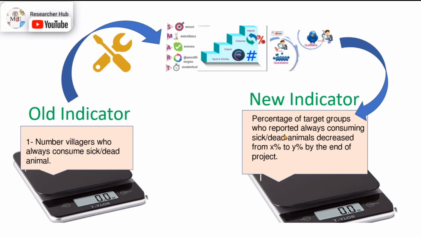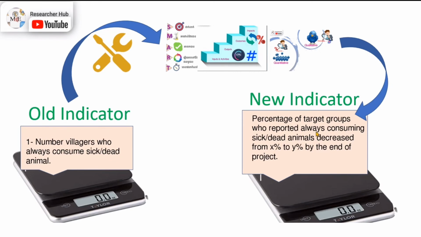So is this indicator qualitative or quantitative? Have a look here: "always consuming." So always consuming is qualitative information, qualitative data that we would like to know. So this indicator can be classified as a qualitative indicator because it captures qualitative information.